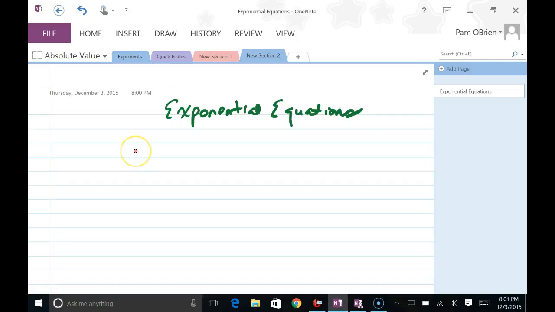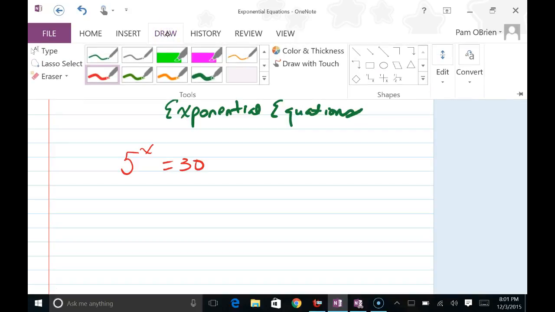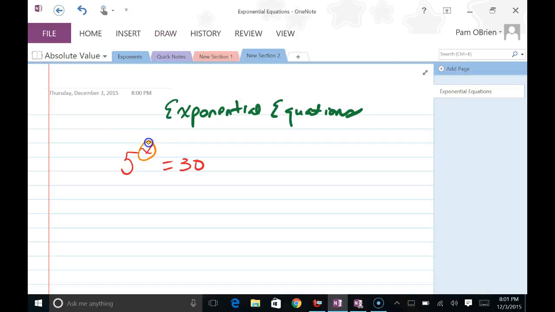For our first example, we're going to start off with 5 to the x equals 30. Now the issue here is that we can't write 30 as a power of 5, so we're going to have to do something else. If we think about this for a second, our issue is that this x is in the exponent, and there's only one way to bring that down. We have to do the inverse of raising something to a power.